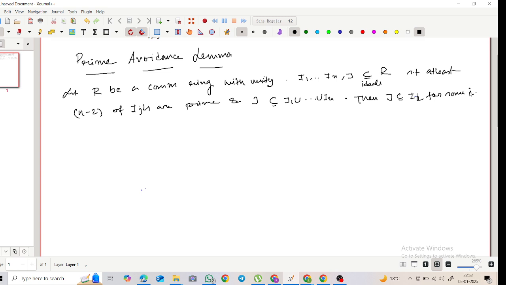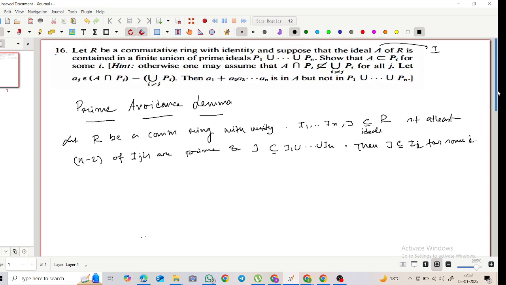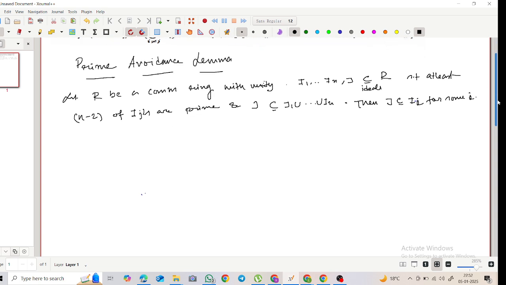So I hope you understand that this is a stronger statement, because in the above statement they have taken all the prime ideals. But in the latter statement, we are relaxing the above condition a bit, like at most two of them can be non-prime. Okay. So proof.